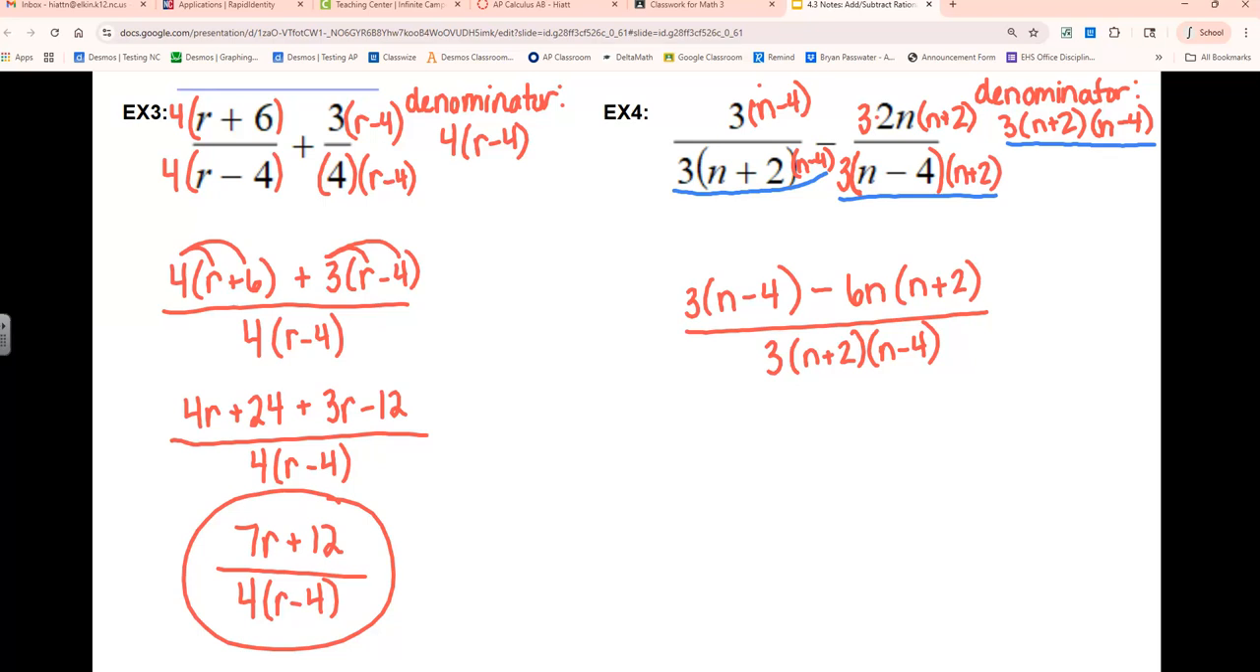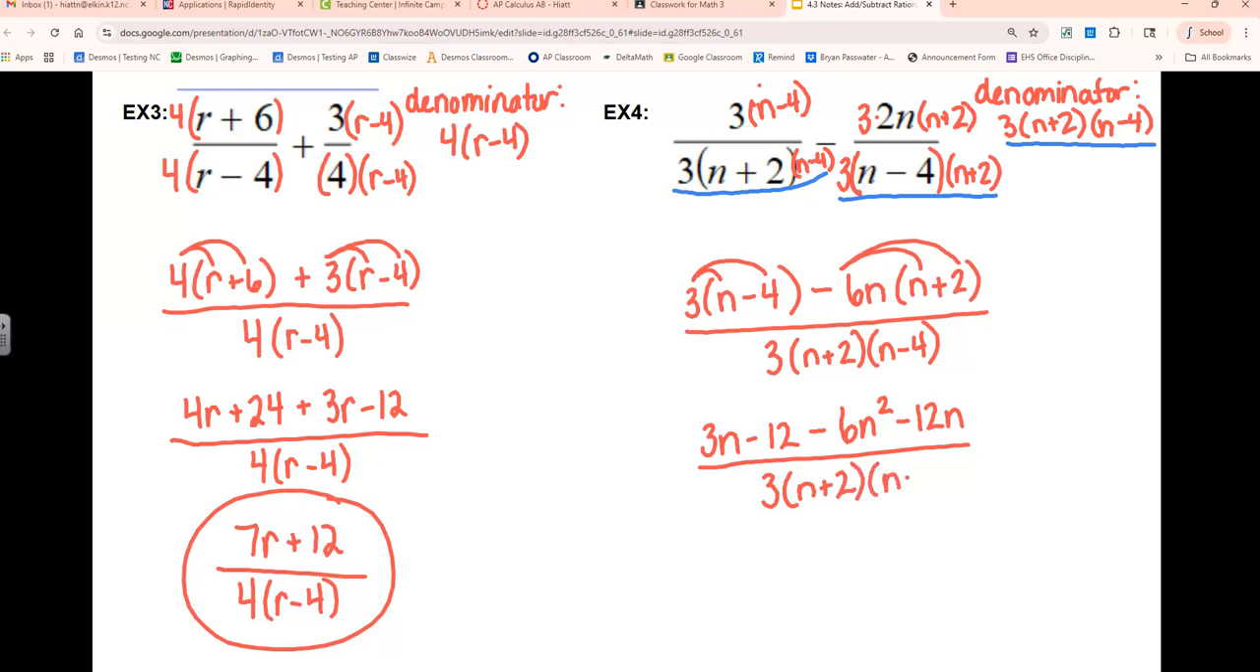Okay, we are almost done here. We just need to distribute to simplify that numerator a little if we can. So we'll distribute the 3 here. That gives me 3n minus 12. And then we're distributing the 6n here, and that has a negative that goes with it. So it's going to be minus 6n squared, and then minus 12n, all over 3 times n plus 2 times n minus 4.